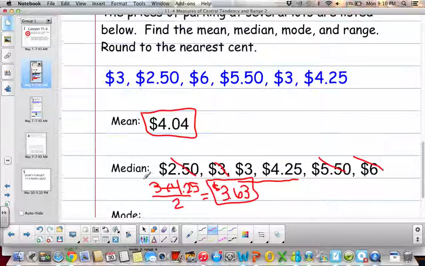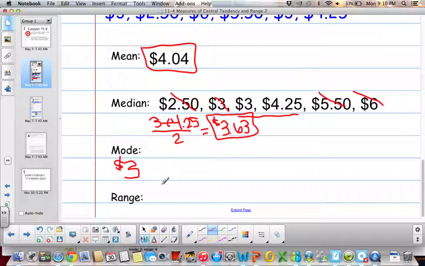And the range, oops, wrong way. We would take 6 minus 2.50, and we get $3.50.